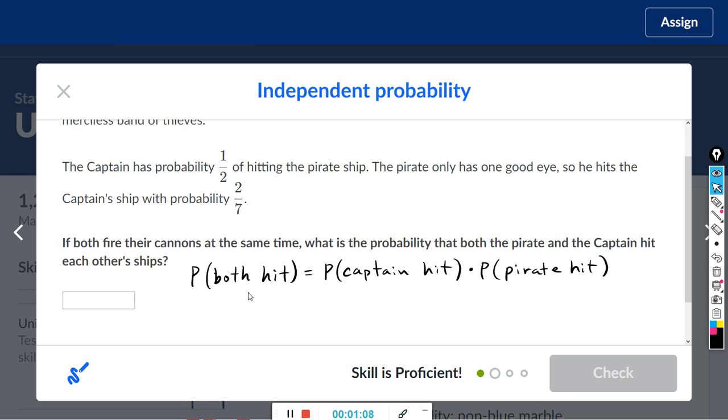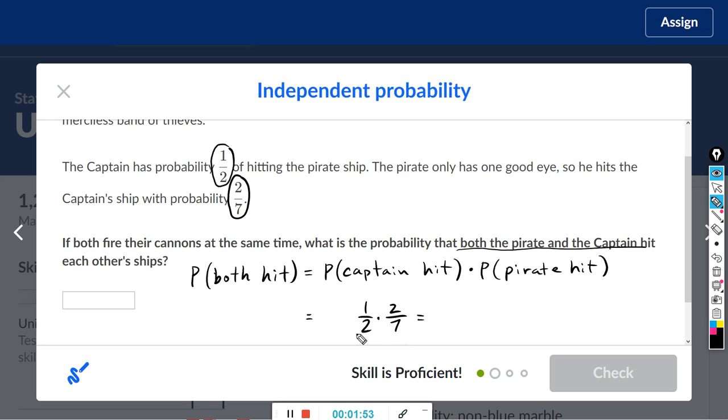Alright, like we said before, for independent events occurring together, you just multiply the individual probabilities. So the probability that both hit is going to be the probability that the captain hits times the probability that the pirate hits, because they're asking in the problem the probability that both of them hit. So the captain hitting probability is 1/2, and the pirate hitting probability is 2 out of 7. So you just multiply those two fractions.